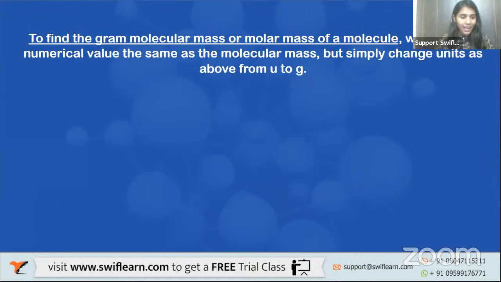Okay, moving ahead. Now, to find the gram molecular mass or molar mass of a molecule, we keep the numerical value the same as the molecular mass, but we simply change its units from U to G. This is what we did earlier. Just change U to G. Atomic mass we denote as U. If we want to find out the molar mass, the numerical value remains the same. Cut the U and put G. That's all. It becomes the molar mass.